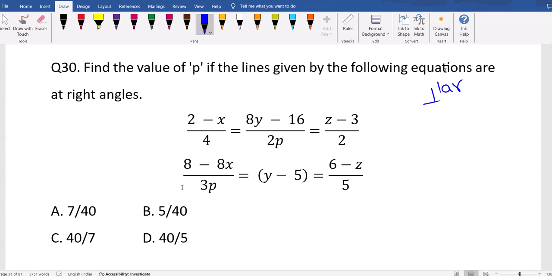Is P 5 by 40 or 40 by what? So you have the last one fine. See, you can use the last one's data. Z is not involved with P, but you can understand the process from that. Z minus 3 divided by 2, 6 minus Z.